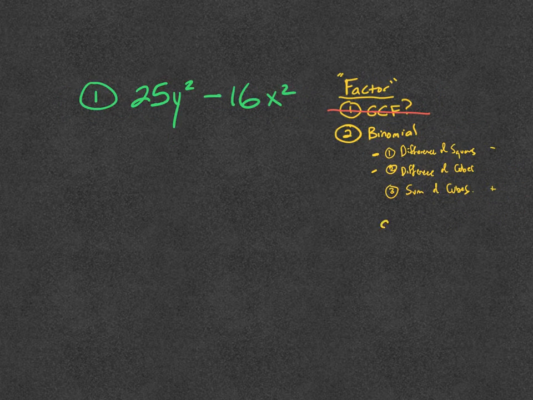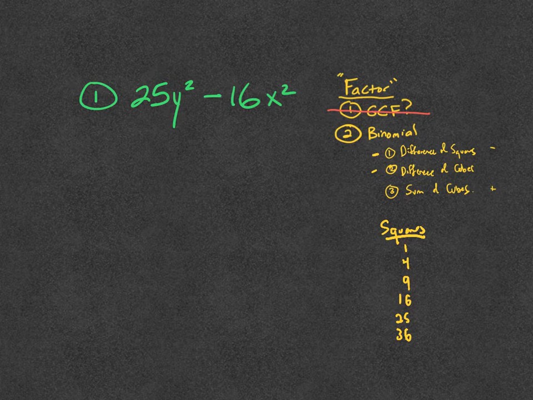And if you've got a list of squares, 1 squared, 2 squared, 3 squared, 4 squared, 5 squared, 6 squared, you'll notice that 25 and 16 are both on there, so we've got 2 squares so far. And then as far as variables go, x to the second, x to the fourth, x to the sixth, any exponent that's a multiple of 2 would make it a square. So we've got x squared would be a square, and also y squared would be a square. So this is the difference of squares.